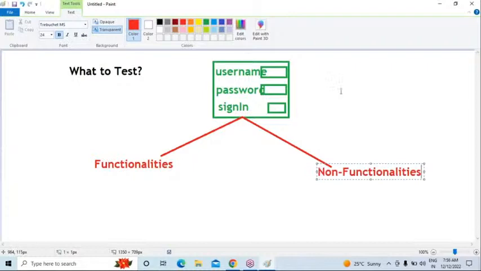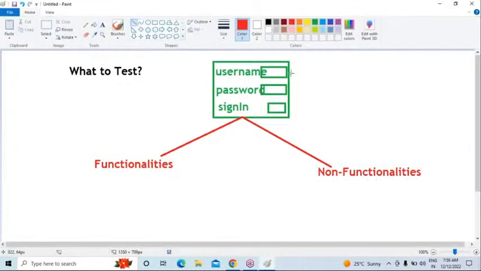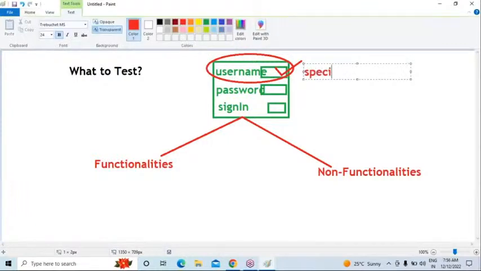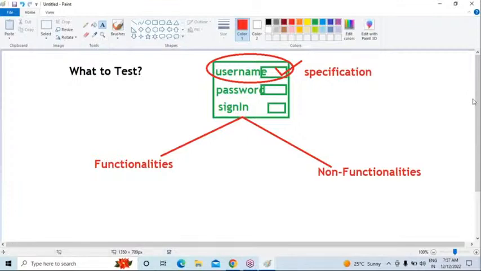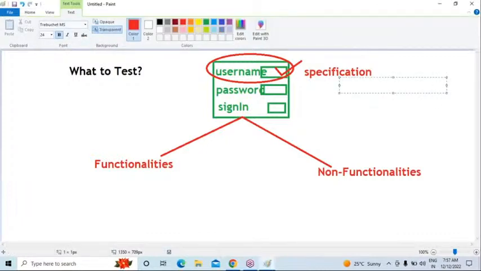So what is meant by functionality? Coming to this username, the username will be treated as a functionality. Whether this username is functioning correctly or not, working correctly or not, we have to test it. They are giving some specifications, and based on the specifications, we have to test whether the username field is working properly or not. What specifications are they giving? The username should be between 6 to 40 characters, so it should accept that.